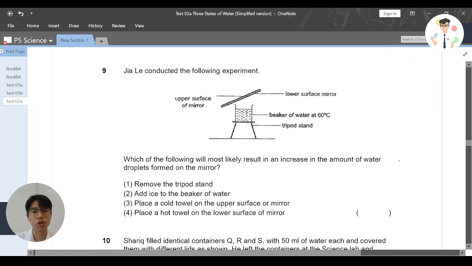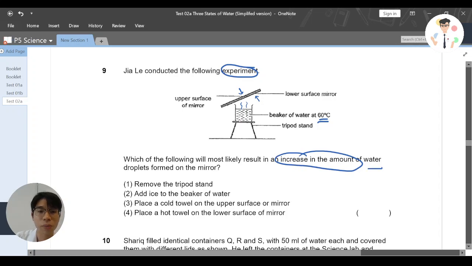So let's move on to question number 9. Jia Li conducted the following experiment. There's the upper surface of a mirror placed here. This is basically a mirror. There's an upper surface up here, a lower surface here, and there's a tripod stand on top holding a beaker of water at 60 degrees Celsius. You can know that this is hot water. There's warmer water vapor that will be going up. The question asks which of the following will most likely result in an increase in the amount of water droplets formed on the mirror. So with that, you should guess that this is condensation.